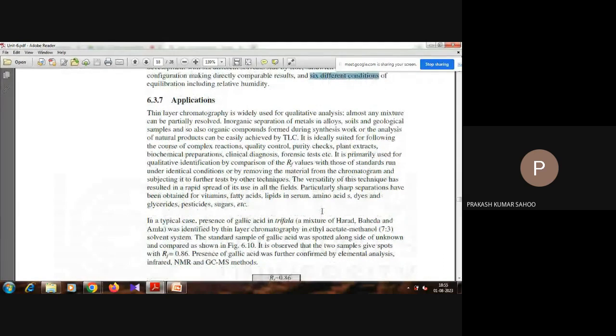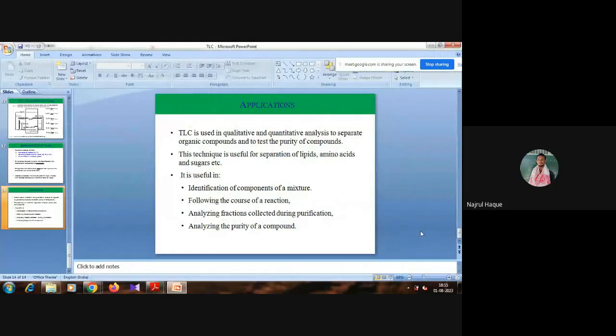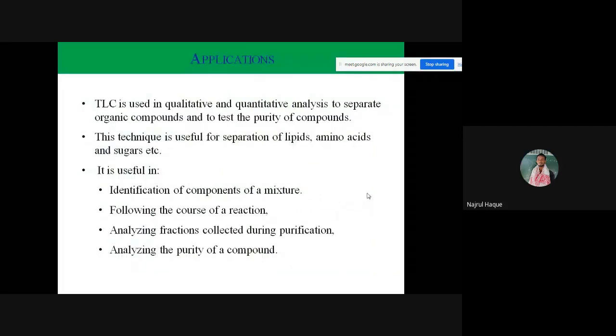And what are the applications of HPTLC or TLC? We will have our slide first. What are the applications? TLC is used in qualitative and quantitative analysis to separate organic compounds and to test the purity of compounds. This technique is useful for separation of lipids, amino acids, and sugars. It is useful in identification of components of a mixture, following the course of a reaction, analyzing reactions collected during purification, analyzing the purity of the compound.